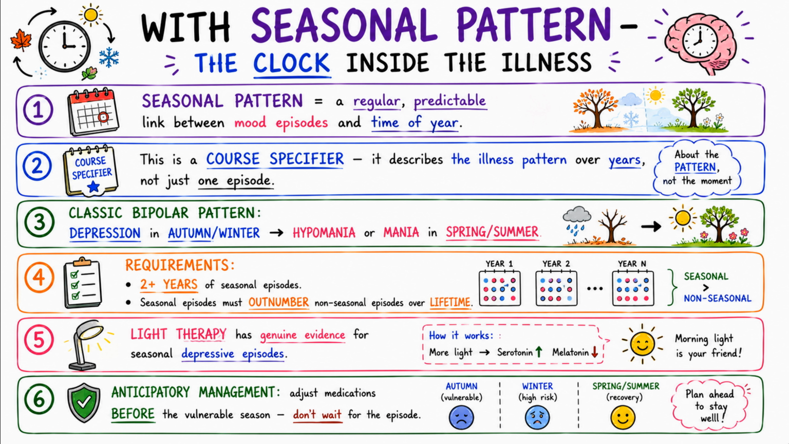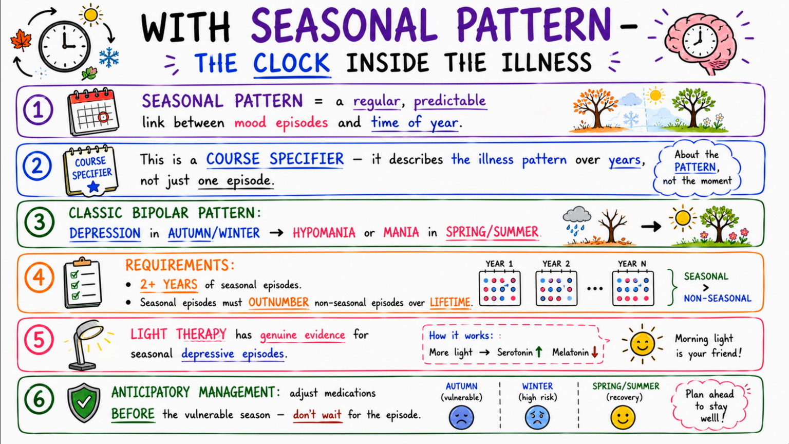Seasonal pattern means there is a regular, predictable link between mood episodes and time of year. The illness has a calendar. This is a course specifier. It describes a pattern over years, not a single episode. The classic bipolar pattern is depressive episodes in autumn and winter followed by hypomania or mania in spring and summer. The criteria require at least 2 years of this pattern, and seasonal episodes must outnumber non-seasonal ones across the patient's lifetime.